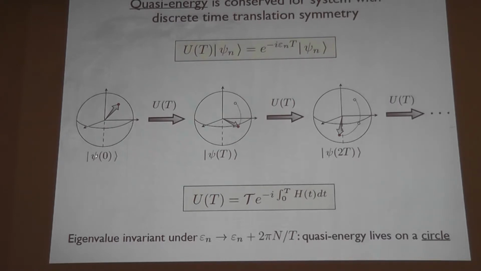If I have a state at 0, I can propagate forward through time T by applying this unitary operator. And if I want to get to time 2T, I apply the same operator again and again. So really, in discrete time, it acts the same way as the constant Hamiltonian does in a system which is not being driven. It's the same operator which operates on each time step.